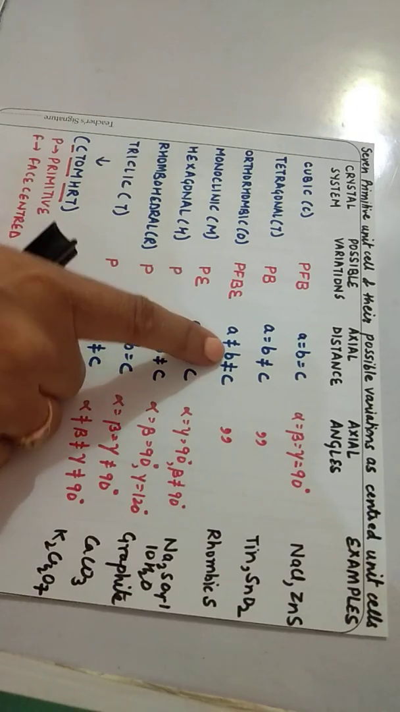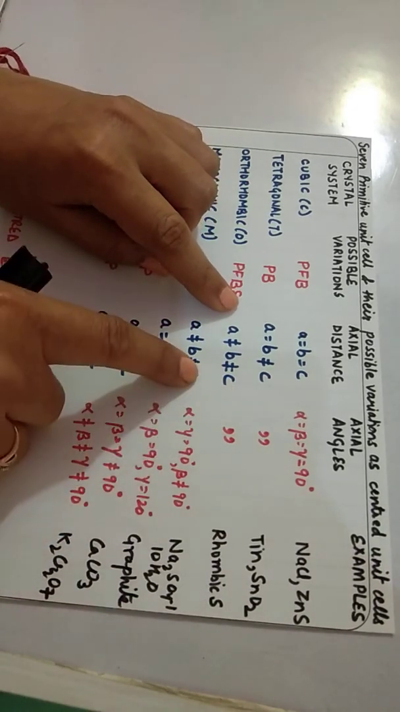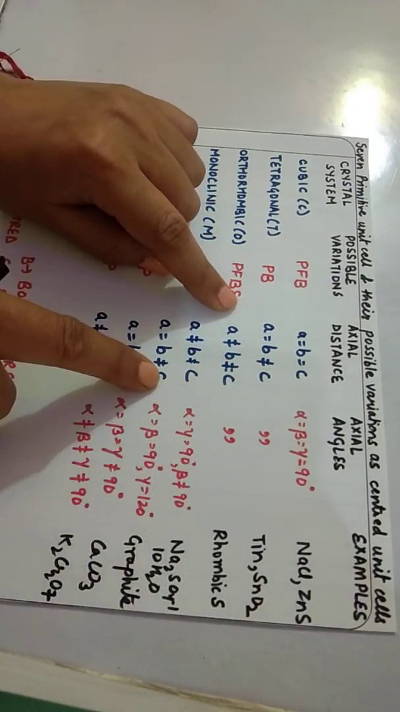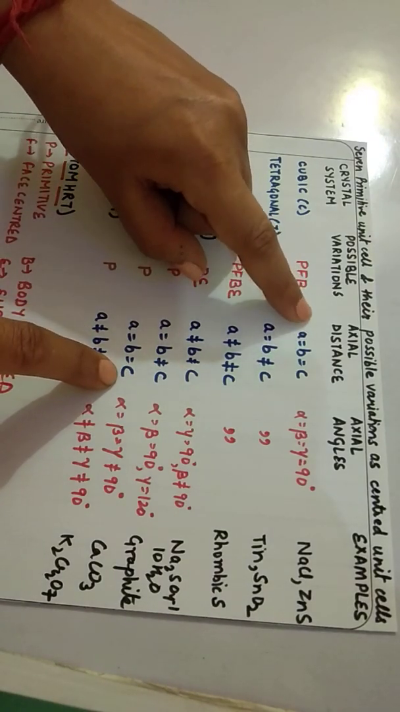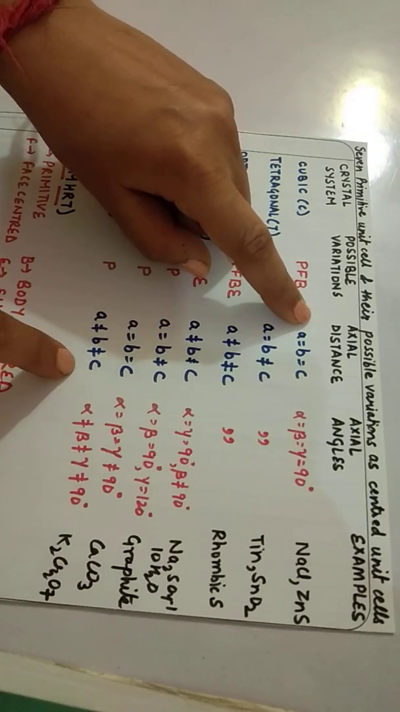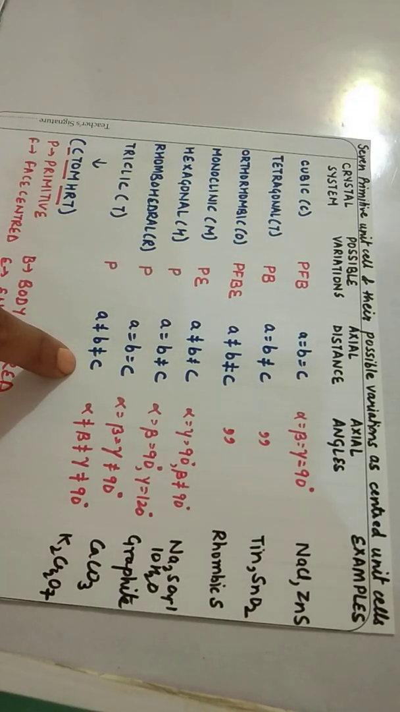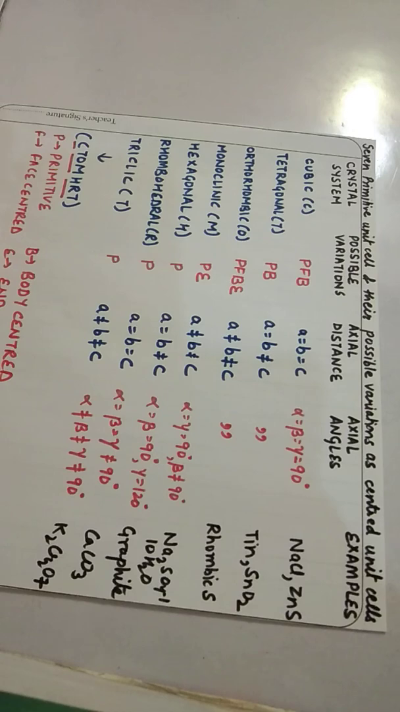Then this is being reverted. a not equal to b not equal to c. Then a equals b not equal to c. Then a equals b equals c. And last one is a not equal to b not equal to c.